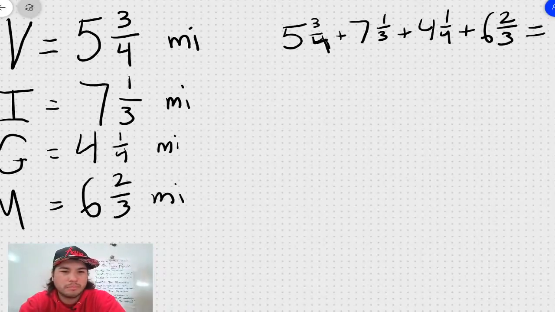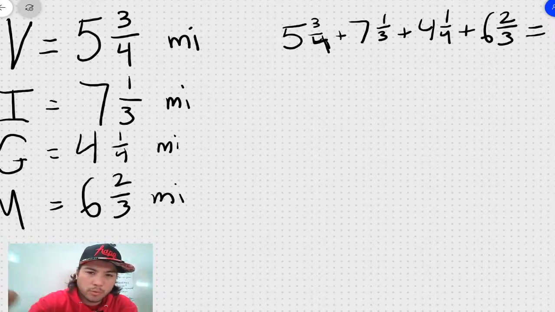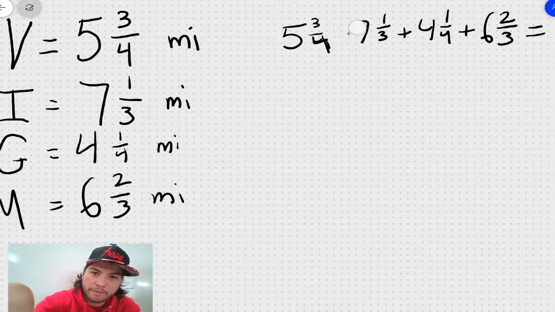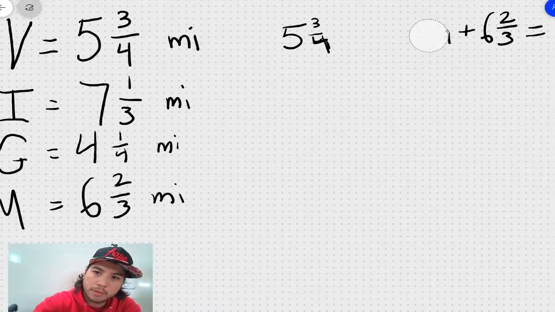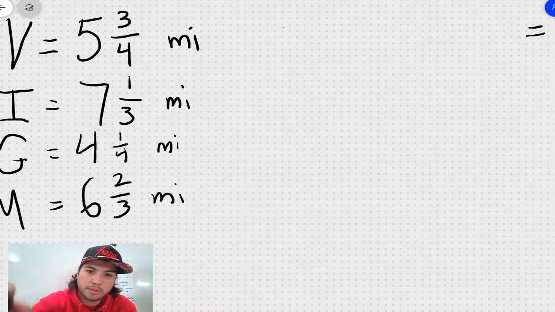So why don't I put all my thirds together and put all my fourths together, and then, once I've done that, then I can add them up. Okay, so I'm going to move some things around here. I'm going to rewrite it with my fourths grouped together, and my thirds grouped together. So let's take the fourths first.